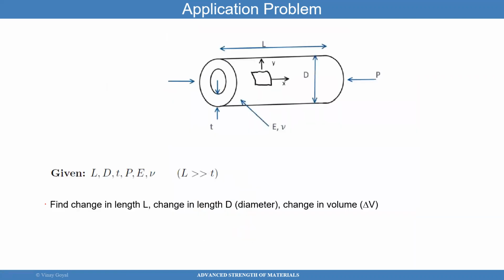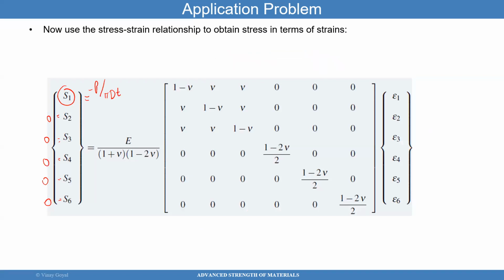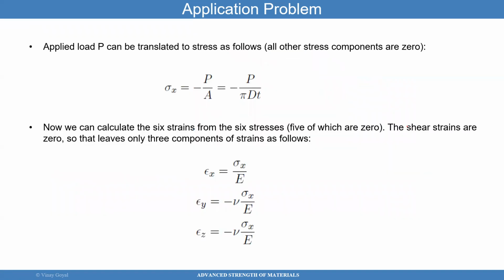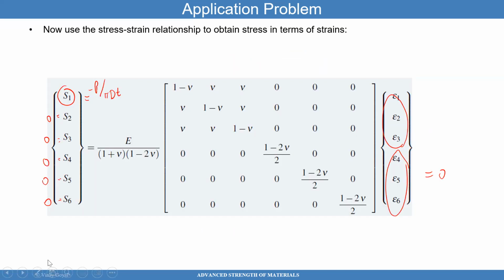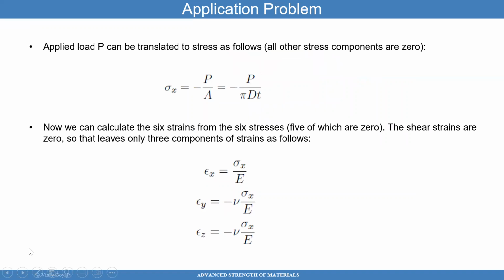For this particular problem of a cylinder under compression load, if you invert this relationship, what you get is that these three are 0, and that these three are the ones shown here at the bottom. Now that makes a lot of sense. Let's examine that.